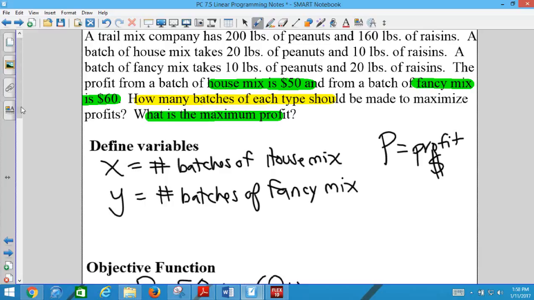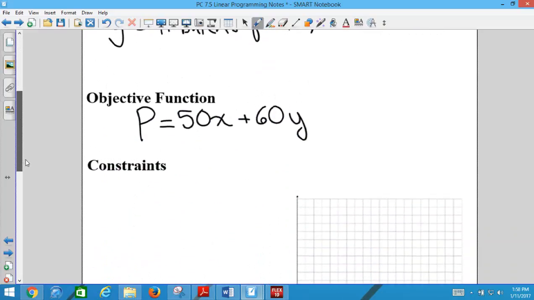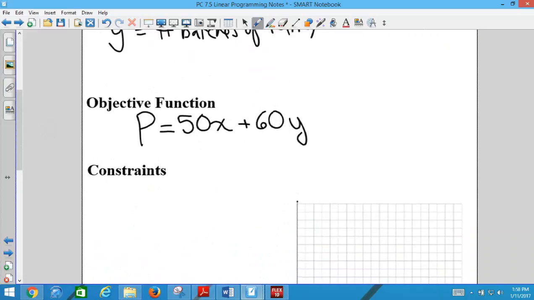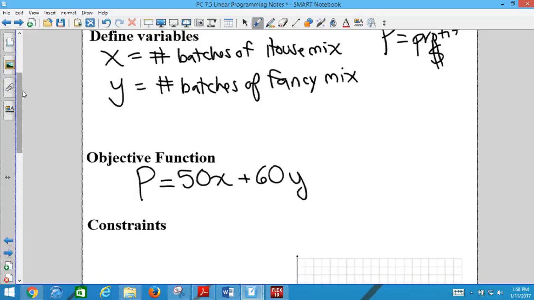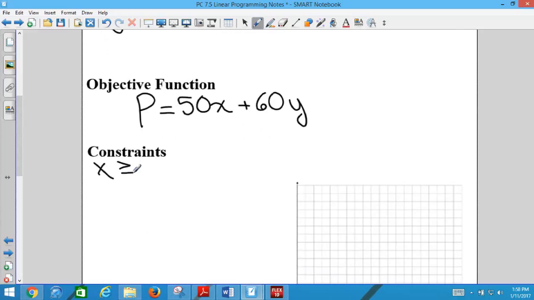Hopefully. Okay, so from here, now we've got some constraints. There's some things that our variables can't equal, or have to be bigger than, or have to be smaller than. For example, X is the number of batches of house mix. Can I have -6 batches of house mix? No. So X has to be greater than or equal to 0, because I have to have at least 0. Can't have negative. And same thing with Y. That has to be greater than or equal to 0.